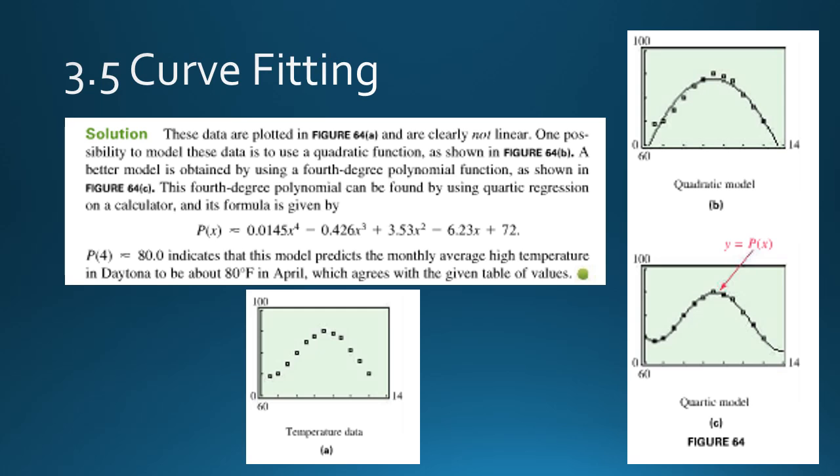And you can see in figure C there where it was plotted with the data, and it actually fits quite well. If you go by the graph itself or by the equation, putting the numbers in, you get that it's about 80 degrees in April, and the given table of values agrees with that.